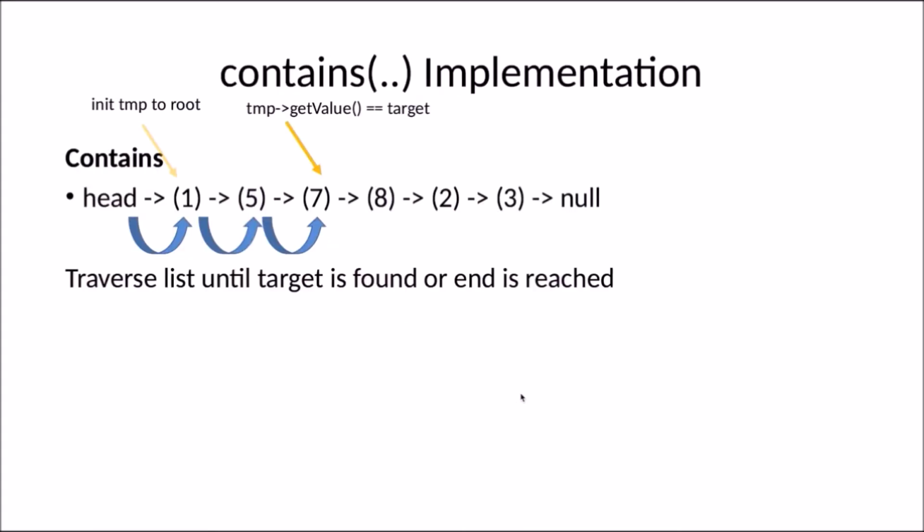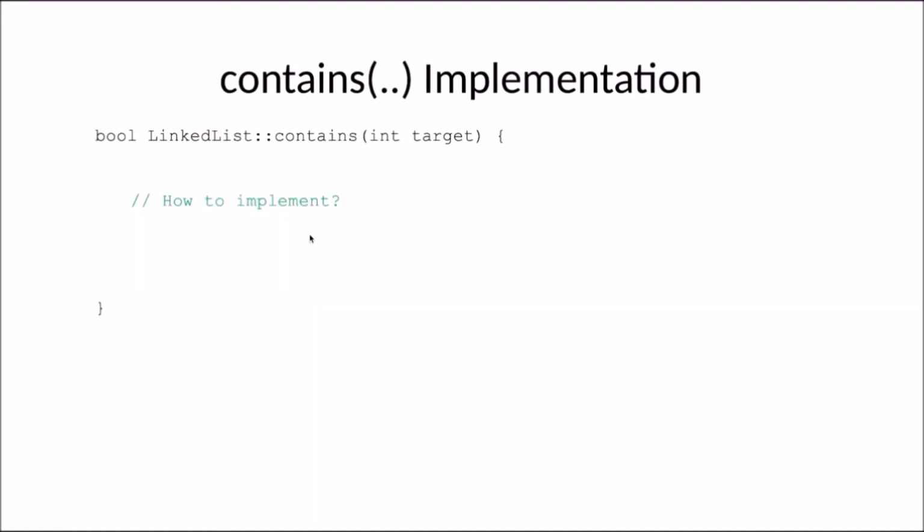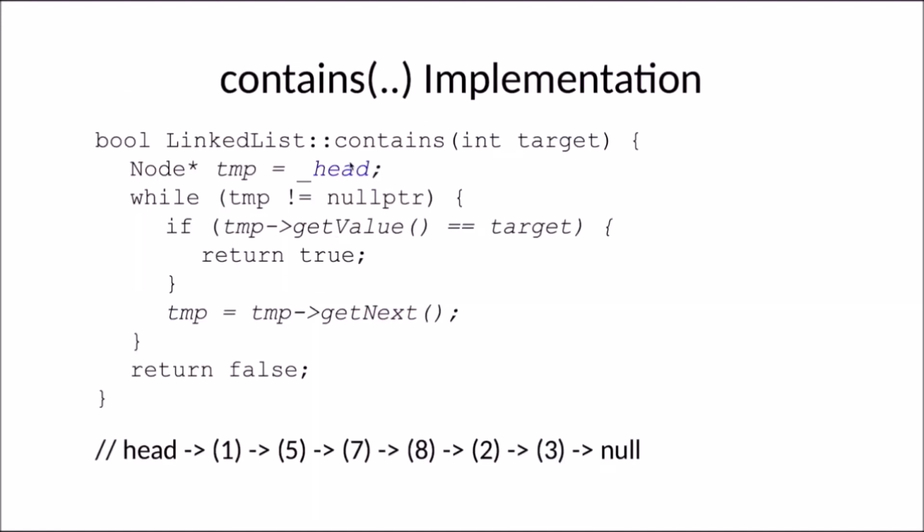Let's see how contains works. So contains, I want to start at the beginning of the list with the head pointer and traverse the list and then match the value stored in each node of the list. So I use temp get value and compare to my target. So how can we implement this? So here's the C++ implementation.